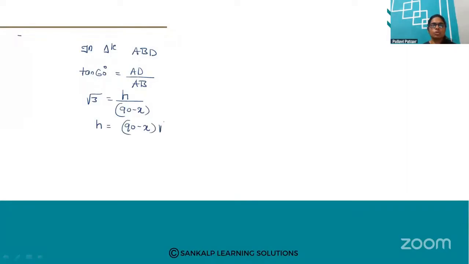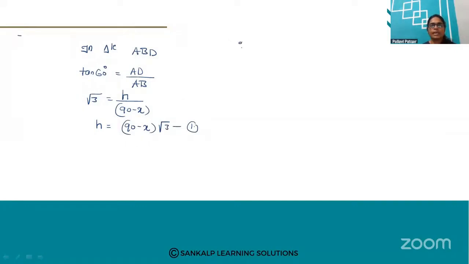In triangle ABD, tan 60 degrees is AD divided by AB. So tan 60 degrees, which is √3, is equal to H divided by 90 minus X. So H is equal to 90 minus X into √3. Let us take this as equation 1.